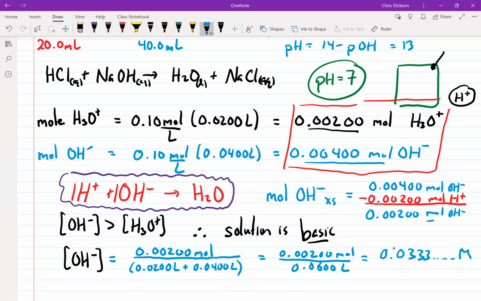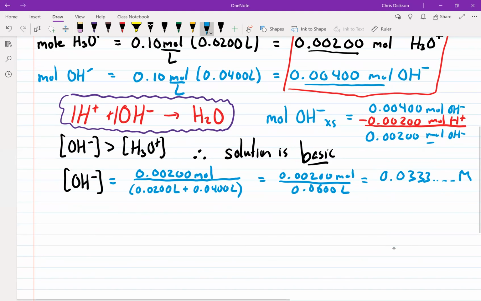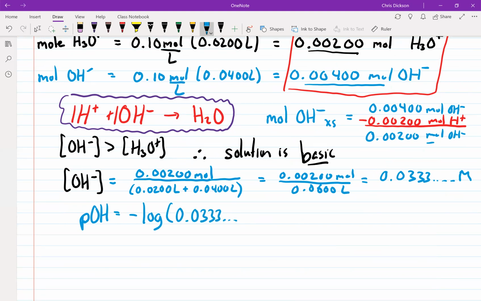Now, once again, this is the concentration of the hydroxide, so we can find the pOH. The pOH would equal the negative log of the hydroxide concentration, which is 0.0333, repeating.